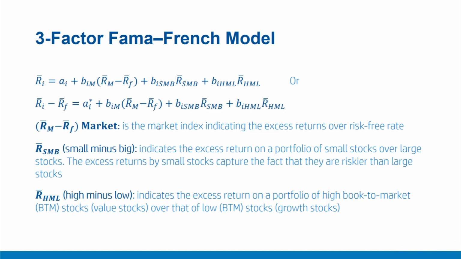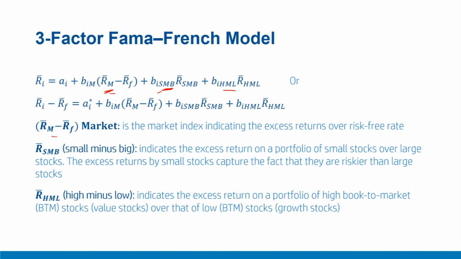In addition to market, which is this factor RM minus RF, the market factor, Fama-French found that size, which is proxied by market capitalization, and the ratio of book to market have explanatory power on the cross-section of expected returns for common stocks. They documented that the cross-section of expected returns is negatively related to size and positively related to book to market. So this SMB is the second factor, which is size, that is, small stocks have higher returns as compared to large stocks, and then high minus low book to market value.